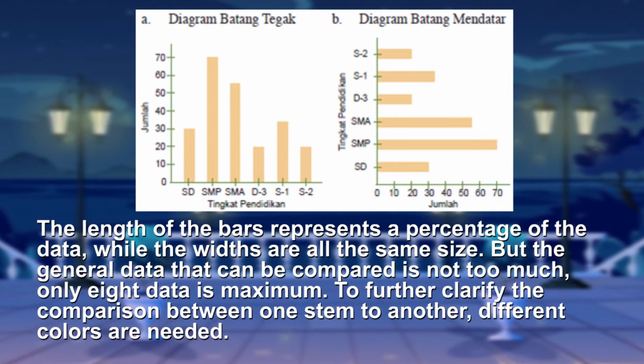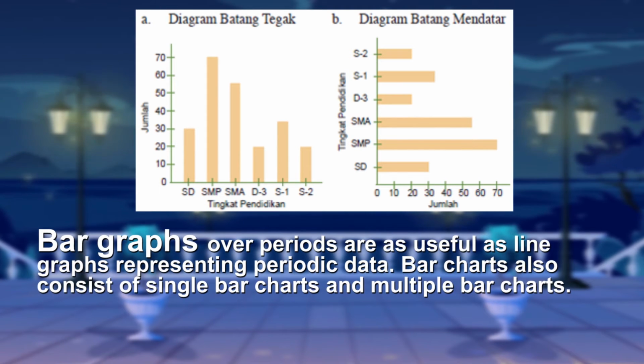To further clarify the comparison between one bar and another, different colors are needed. You have to underline this sentence: you have to give different colors to the bars. Bar graphs over periods are as useful as line graphs in representing periodic data.